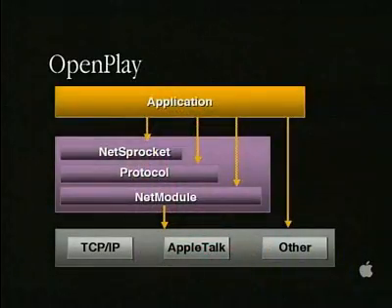It basically looks like this to your application. There's the 3 layers. They all sit within OpenPlay. NetSprocket uses the protocol module. The protocol uses the net module. And then your application can use any one or all 3 of those, as well as the underlying raw protocol APIs.